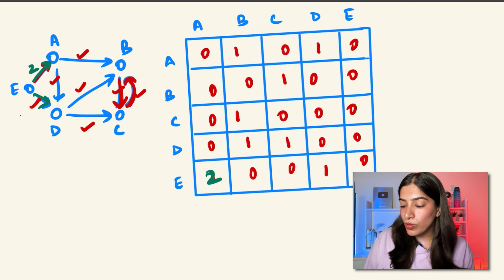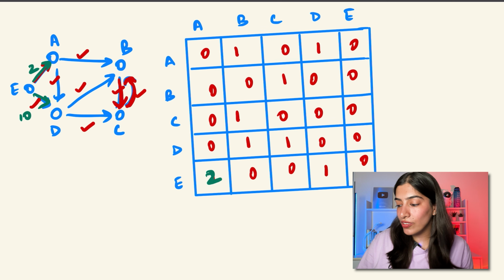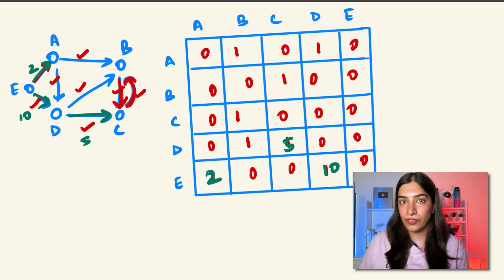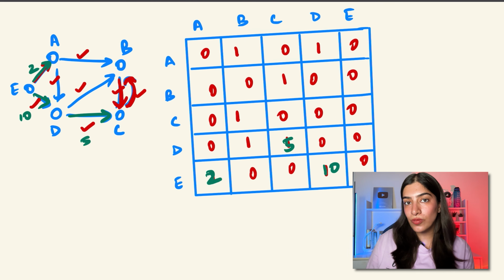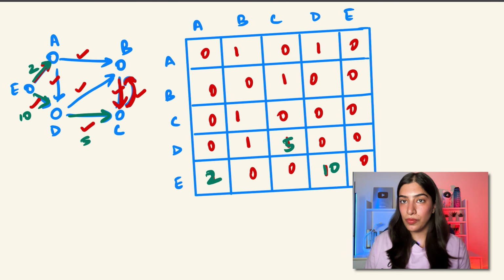Suppose E to D value was say 10. So here instead of 1, I will store 10 itself. Similarly for D to C, instead of putting the value 1, suppose the cost is 5, I am going to put 5. So this is how the representation will change if we have a weighted graph. We will store the weights in the matrix.